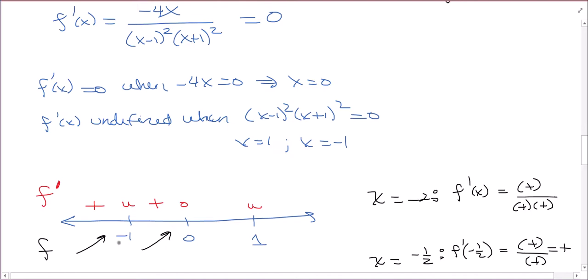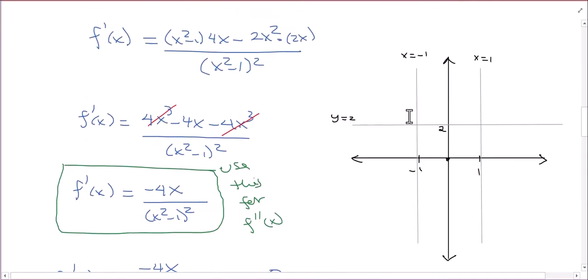So -1 is not in the domain. Normally, if this was in the domain and the derivative was 0 there, this would indicate that you have a saddle, like x cubed. But -1 is not in the domain, so this doesn't tell us much. We know that it's increasing, but nothing is happening at -1 in terms of extrema. So we know from -infinity to -1, the function is increasing.